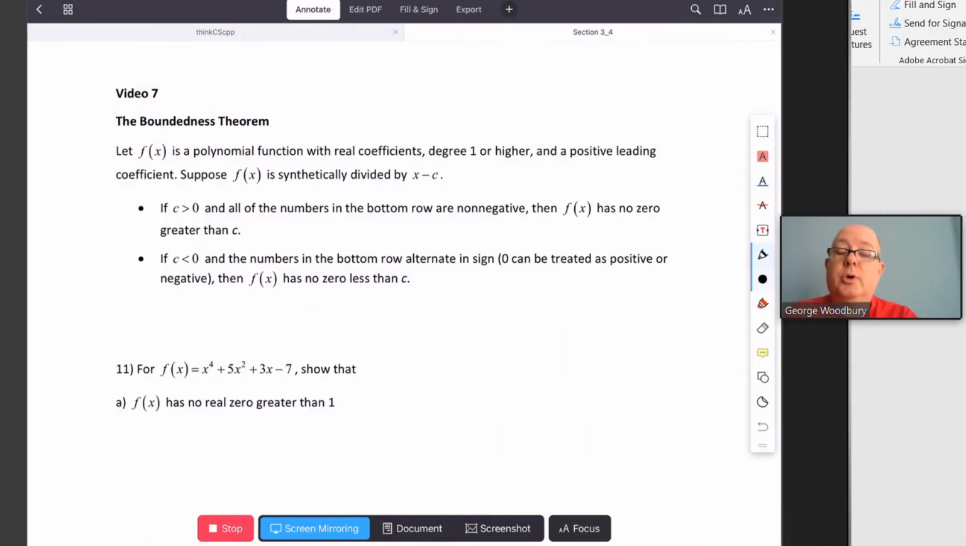Hi, I'm George Woodbury from College of the Sequoias in Visalia, California, and in this video, we're going to take a look at the boundedness theorem. It's a way of eliminating certain potential roots or zeros of a polynomial function.